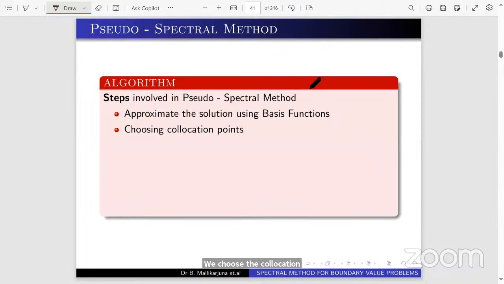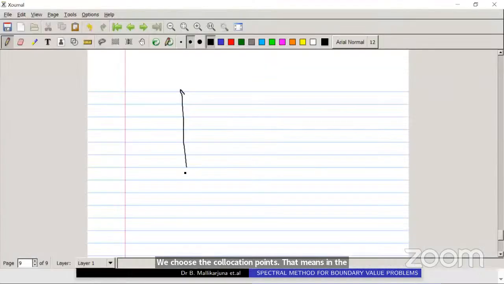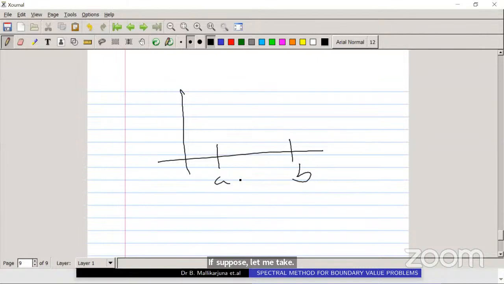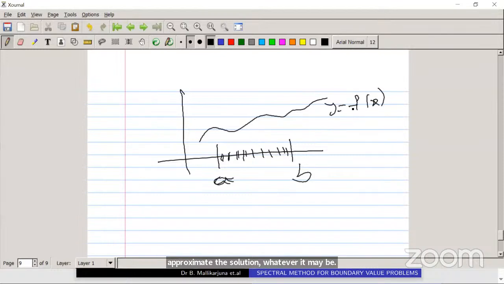That means in the domain, let me take this as one domain, A to B. Because it is a numerical technique, we take some finite points in between. At these points, we are going to approximate the solution, whatever it may be. Just assume it is a solution of the differential equation. Suppose at these points x0, x1, x2, and so on.